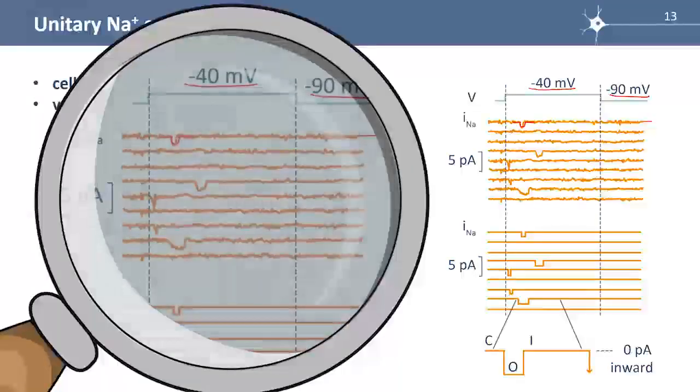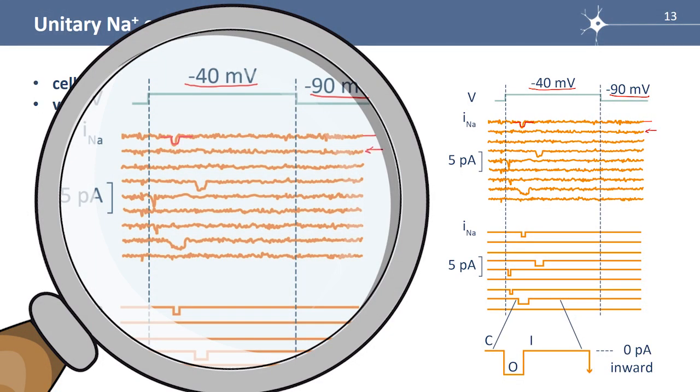The second trial, you have no single channel current. The third also, you have no current. In the fourth recording, you get an inward current, the same, and then no current. You can follow like that with different trials, and here you have a very brief opening, underneath no opening, and here a very brief opening, and here an opening, and here no current, no opening.